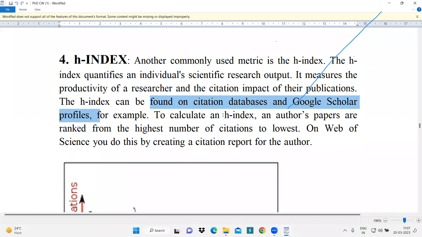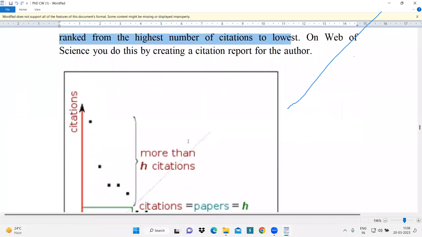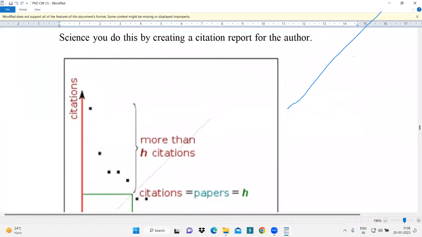For example, to calculate the H index, an author's papers are ranked from the highest number of citations to the lowest. Suppose an author has got the highest citation, 30 citations for a paper, right? Then 20, then 10, then 15. Likewise, ranking the author's papers from highest to lowest, we calculate the H index. On the Web of Science, you do this by creating a citation report for the author. These H index values are readily available.